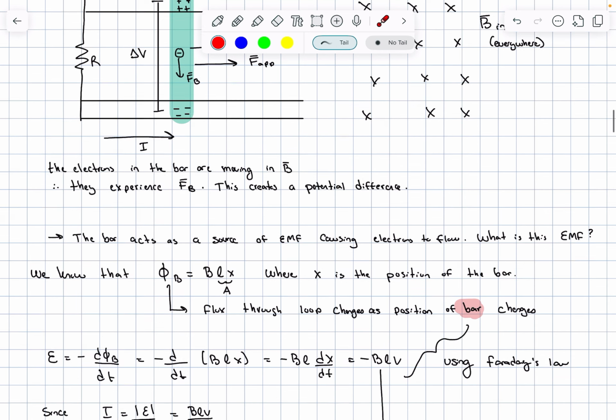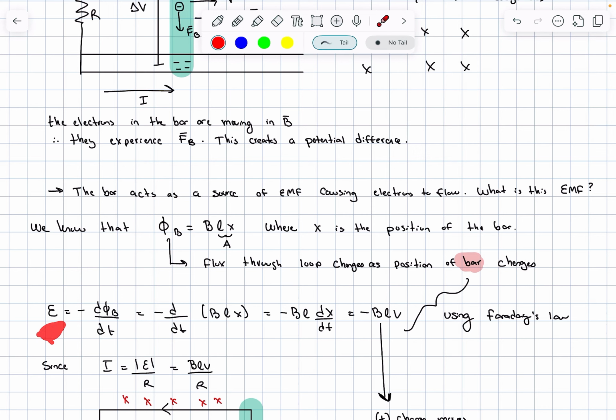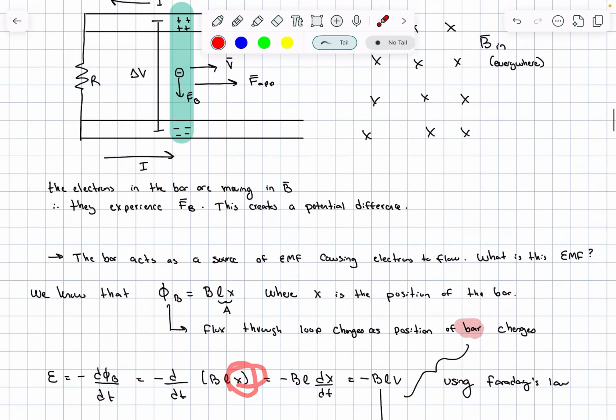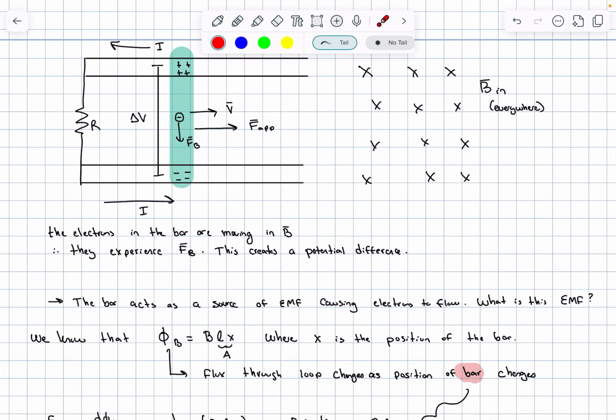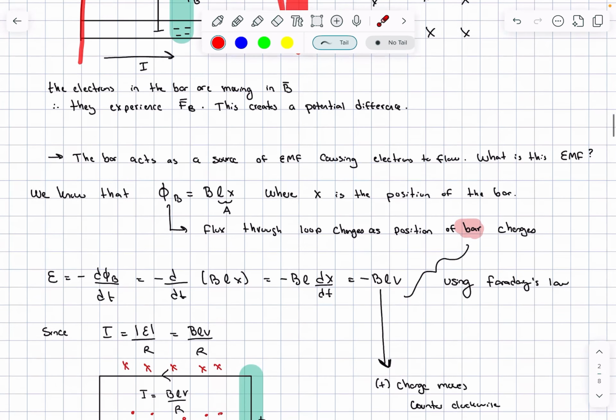What we see is that E, the EMF that's induced here, is equal to negative d phi over dt. So then we have negative d over dt of BLx. The only thing that's changing with time is x, because that's a position. At some later point in time, because it's moving with this velocity, it's maybe going to be way down here, right? So dx over dt is just the velocity. So E, the EMF, is equal to negative B times L times v.